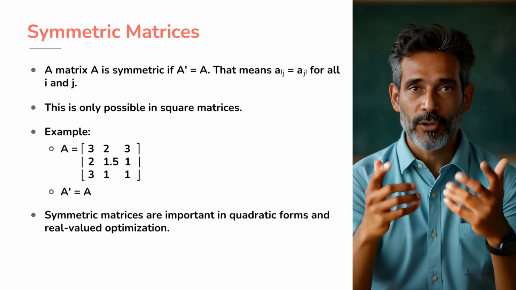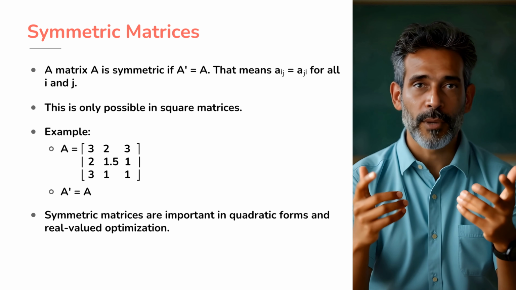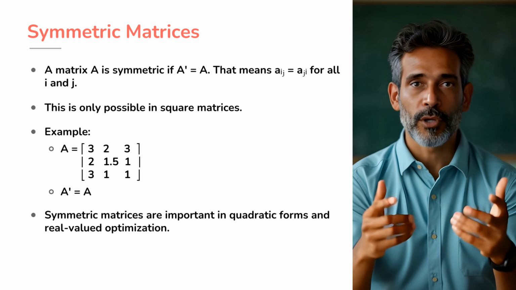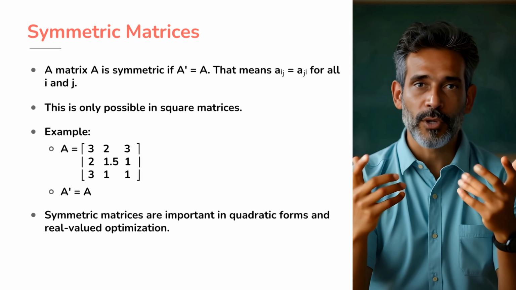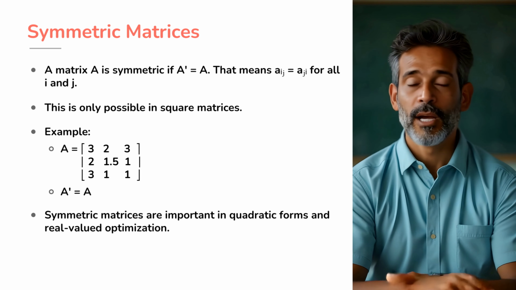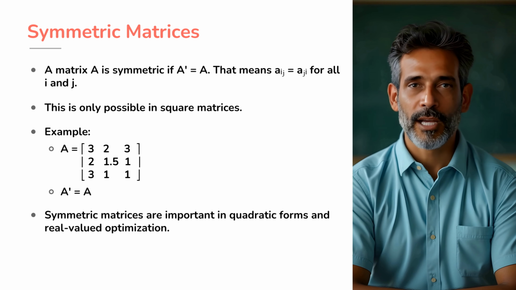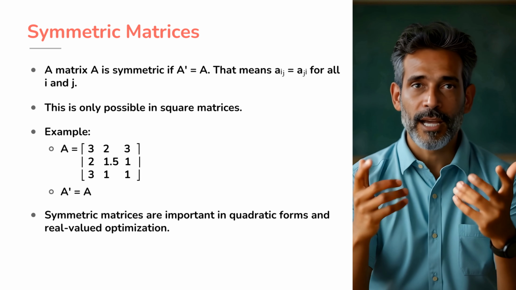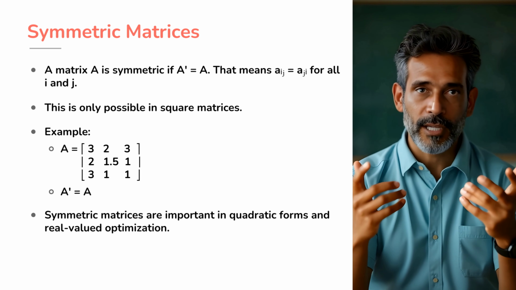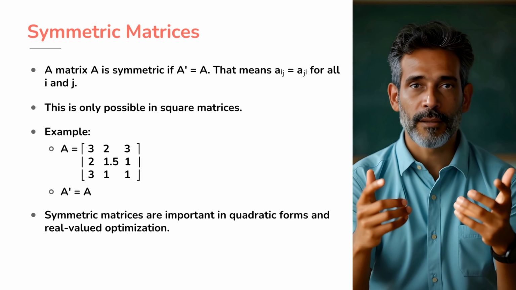Let's now dive into symmetric matrices. A matrix A is symmetric if its transpose is equal to itself. That is, A transpose equals A. This condition holds only for square matrices where the number of rows equals the number of columns. Mathematically, a sub ij must be equal to a sub ji for all i and j.